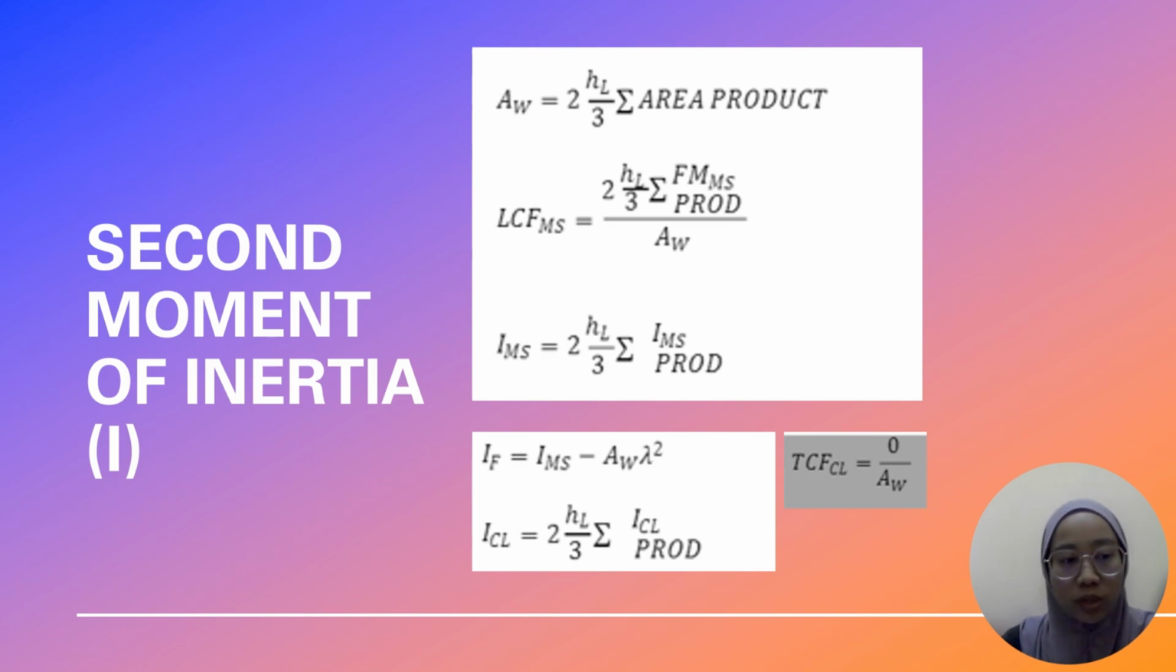First is the AW, which is the waterplane area, and then the LCF is the longitudinal center of flotation. IMS is the initial moment for the ship. IF is the initial transverse distance of mass element, and the ICL is for initial container load. And lastly is TCF CL, which is the transverse center of flotation for container load. And for this formula, we can get from the Simpson rule that we have done.